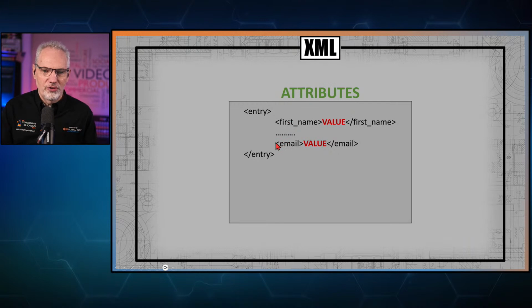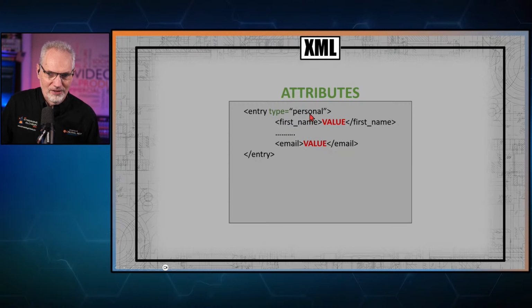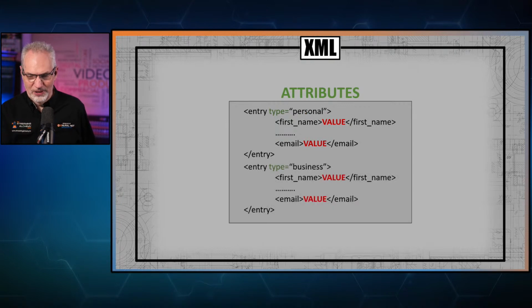There is another thing you can add to that called an attribute. And what that will look like is something like this, where I can come back and say, yes, this is an entry, but I'm adding an attribute to that entry to tell you this is a personal contact. It's not a business contact. And I can say that this other entry here is a business contact for me. So it just gives you that distinction between the two.